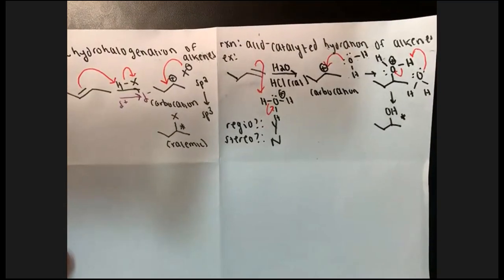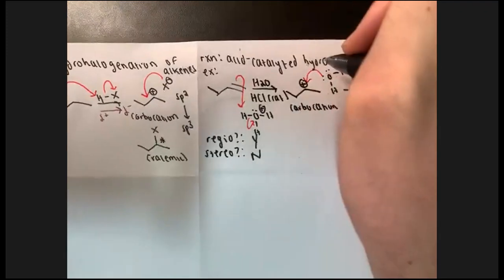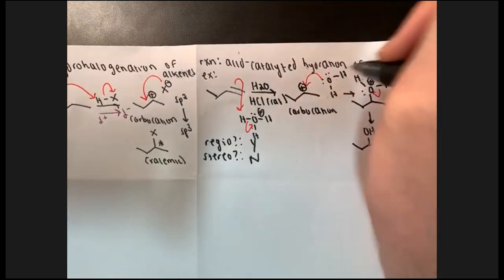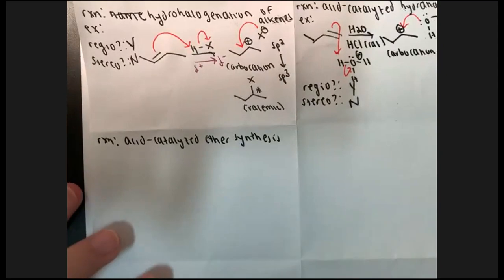So after this reaction, we have a different version of that one. Instead of acid-catalyzed hydration, let's call it acid-catalyzed ether synthesis. That's what I call it. We don't have to say of alkenes because this is the only one we know. So acid-catalyzed ether synthesis. Let's do an example of that.